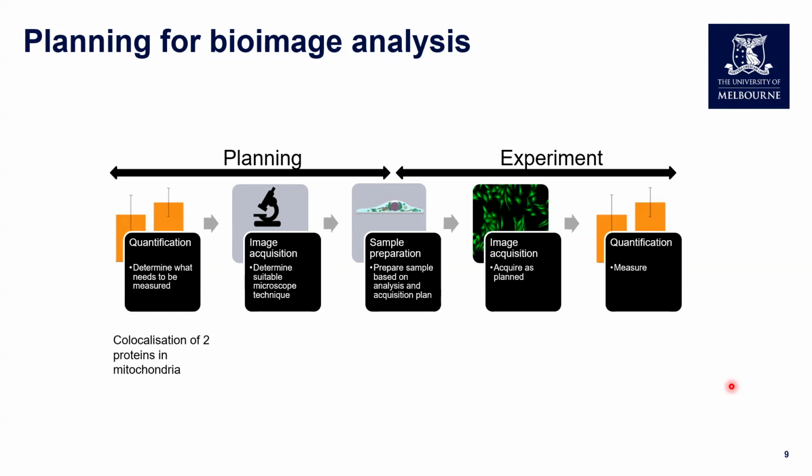Let me give you an example. Let's say we want to measure the colocalization of 2 proteins in mitochondria. Because the target structure is very small and also because we want to measure colocalization, we will need a super resolution microscopy to get the best resolution possible. Then to be suitable for super resolution microscopy, we can prepare a monolayer cell culture on a cover slip or cover slip in chamber slides rather than thick bottom culture plates.